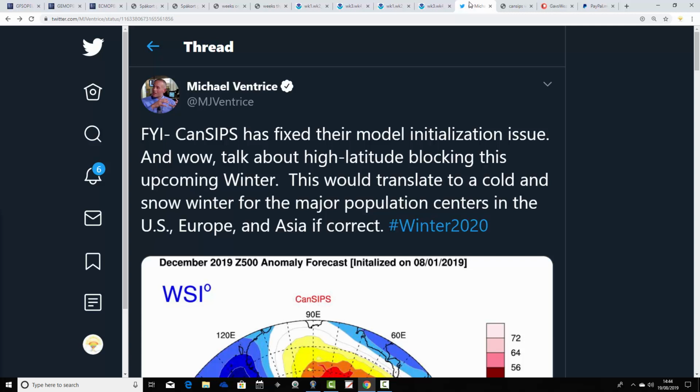So the tweet says, FYI, for your information, CanSIPS has fixed their model initialization issue, and wow, talk about high latitude blocking this upcoming winter. This would translate to a cold and snowy winter for the major population centers in the US, Europe and Asia, if correct. Hashtag winter 2020.